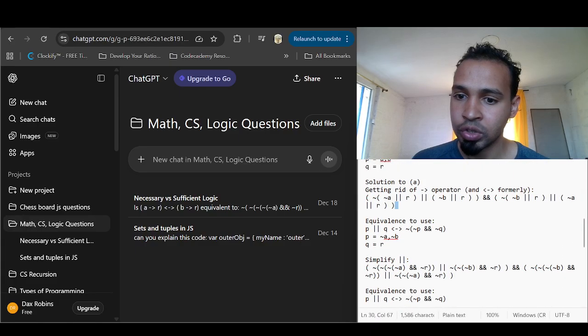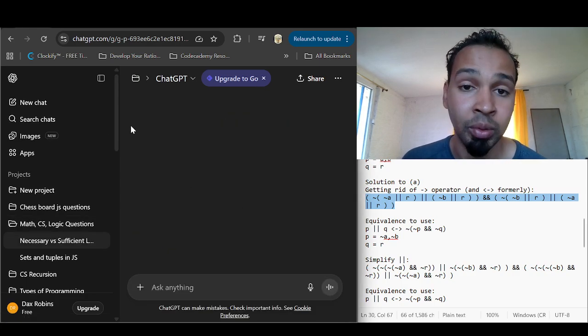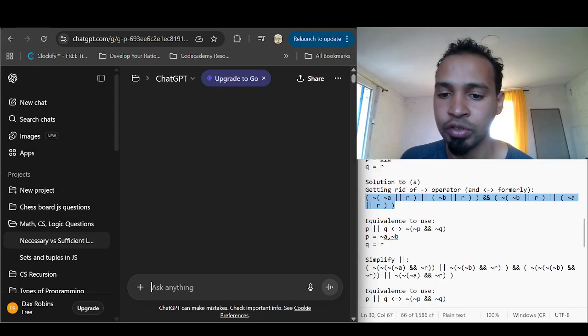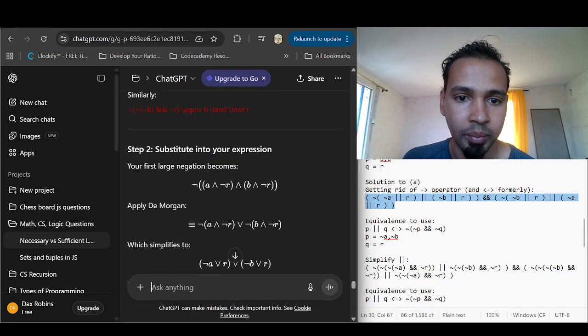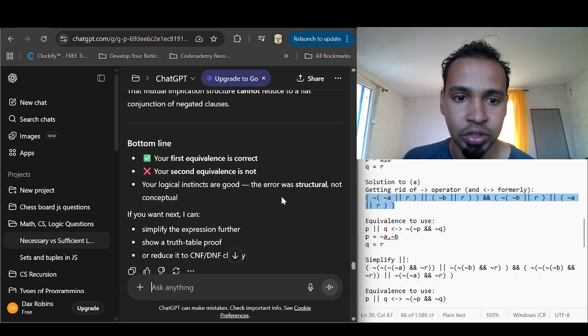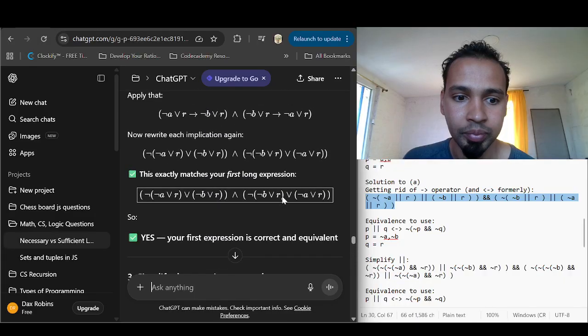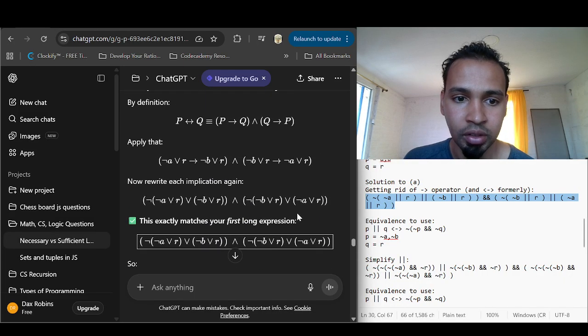So here was the solution for A, and I have a conversation that we had with ChatGPT where we're using ChatGPT to verify if our answers were right or wrong. So let's see here. I kind of want to review the first statement, just double check, make sure everything is lined up. So yes, your first expression is correct and equivalent.